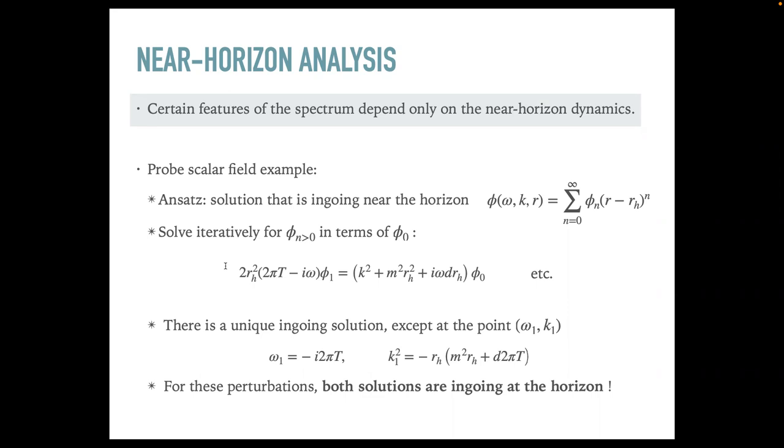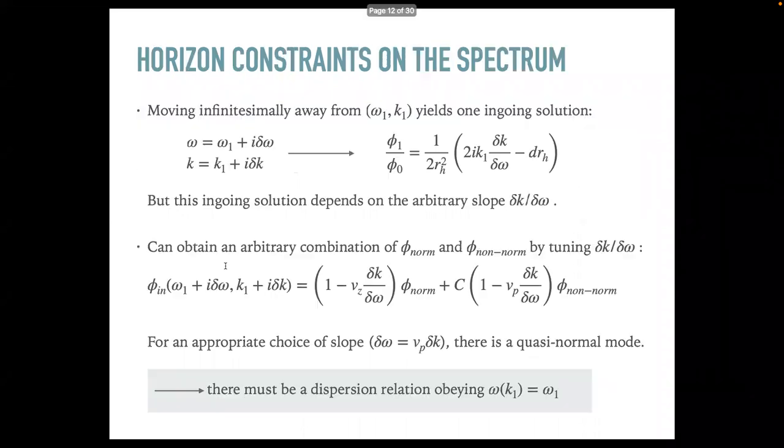What this means is that at this special point in Fourier space, both solutions to the equation of motion are ingoing. Contrary to what I told you happens in the generic case, what's special about this is that both solutions are now ingoing. At least if you're used to dealing with quasi-normal modes, this is a very strange thing.